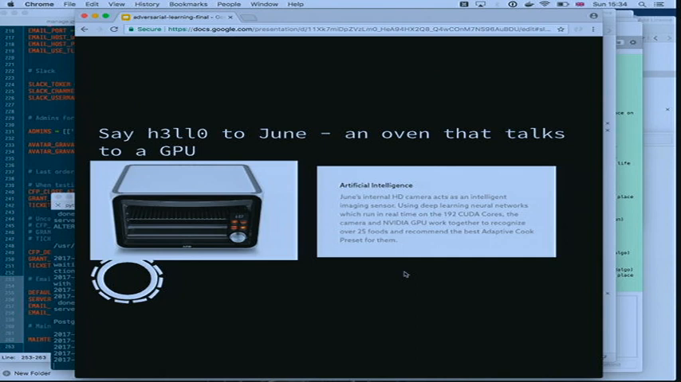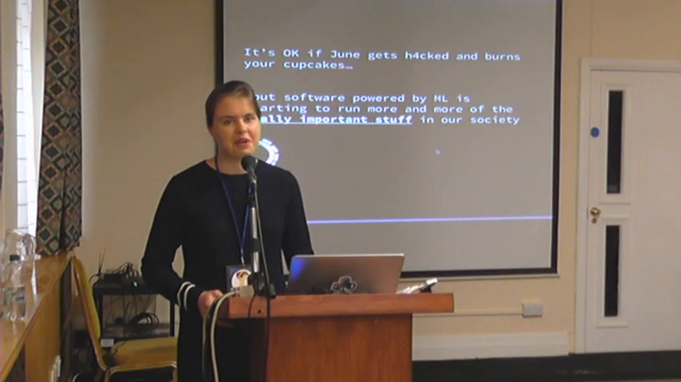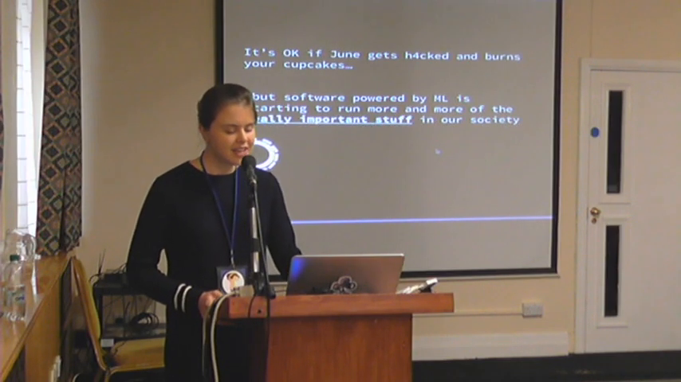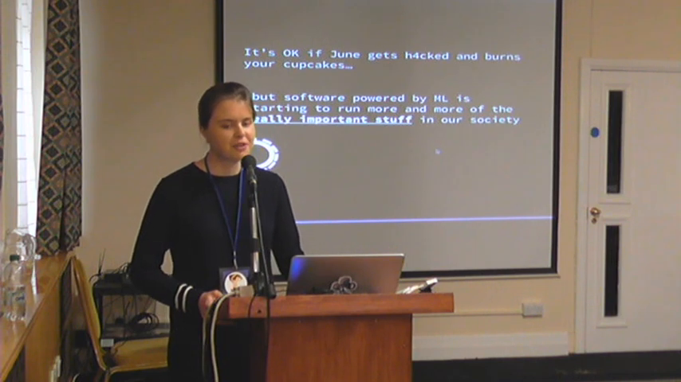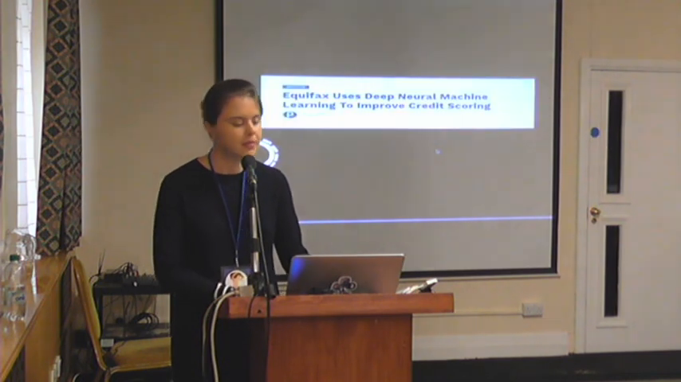Right. So it's all good laughs for us to be here and laugh at this, and okay, it's fine if June gets hacked and someone manipulates the machine learning algorithms there, and she thinks that the cupcake you put in is actually an oven roast and she burns it. That's probably okay. But increasingly, we're starting to trust more and more of the really important stuff in our society to some kind of software tool that's powered by a machine learning algorithm.